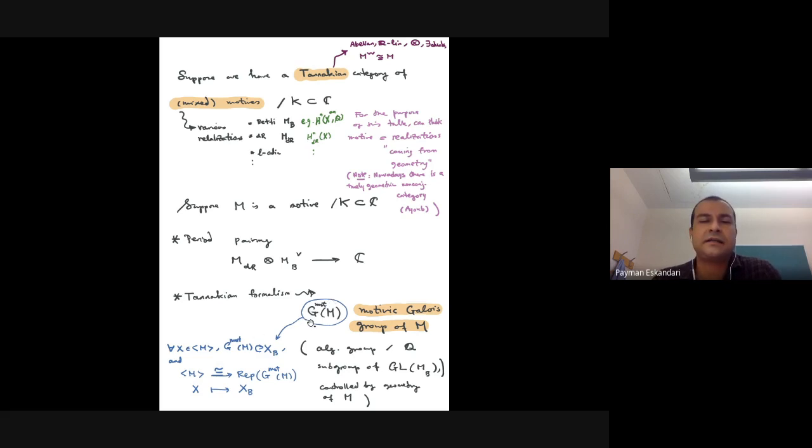And by considering the natural action of the group on M_B, the realization of M itself, you get an embedding of this group into the general linear group of M_B, and that's how you think of this as a subgroup of it. Any question about this slide?